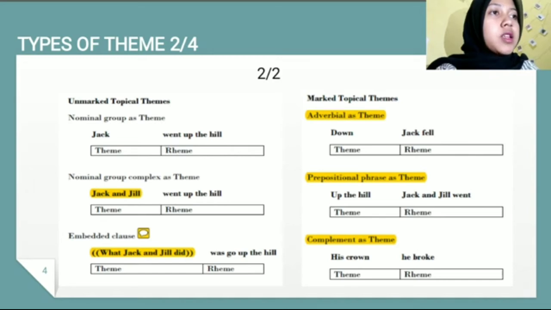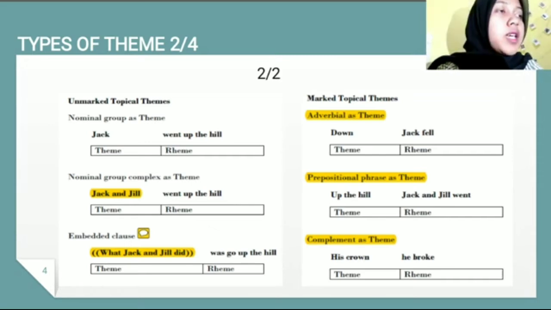And then embedded clause. The sentence is what Jack and Jill did was go up the hill. What Jack and Jill did as theme, was go up the hill as rhyme. The next is marked topical theme. Adverbial as theme. The sentence is down Jack fell. Down as theme and Jack fell as rhyme.